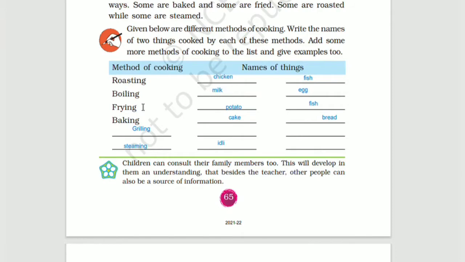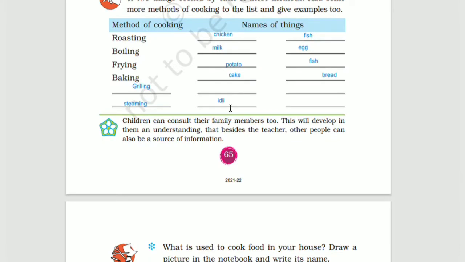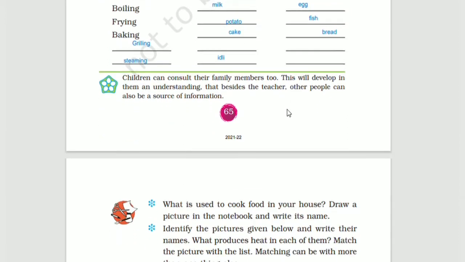Then frying. What all substances do we use for frying? Potato we are frying. Fish we are frying. Then baking. Cake we are baking. Bread. For grilling, a commonly used substance nowadays is grilled chicken. You all know that, no? Then for steaming, what are we cooking by steaming? Idli is cooked by steaming.